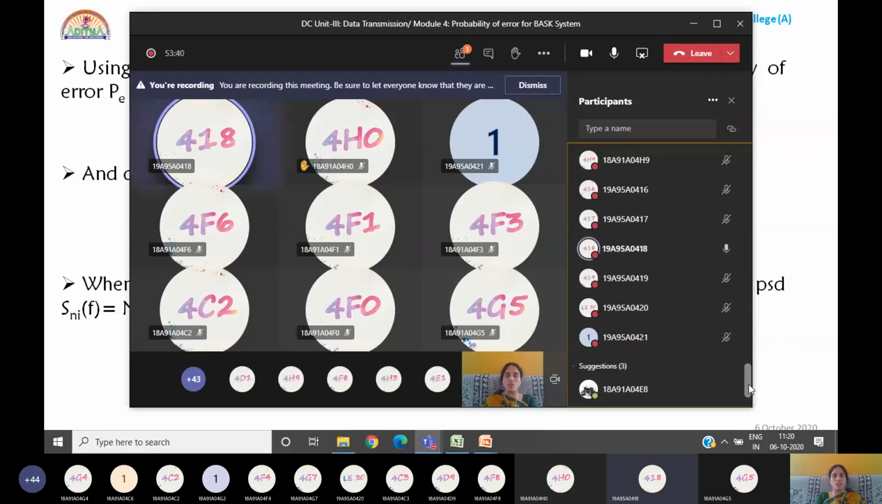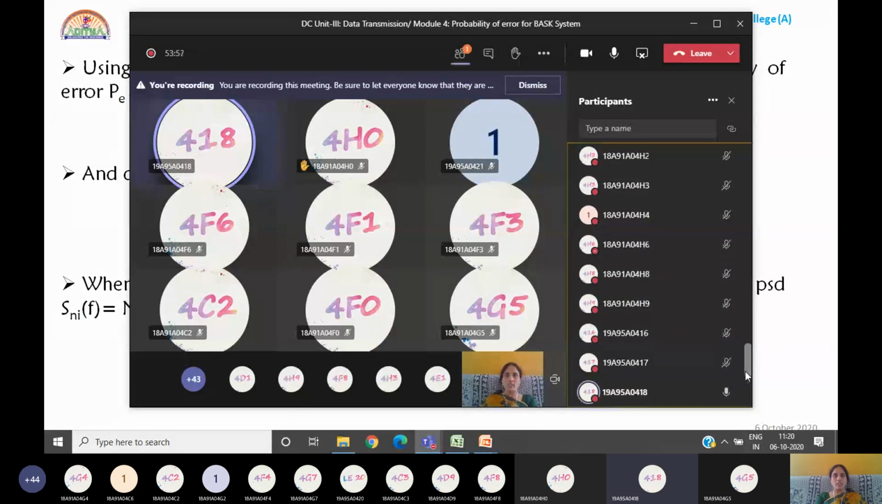Okay, very good. So how can you replace the amplitude of carrier in terms of power dissipated per symbol? Root 2Ps into cos omega ct. Okay, very good, thank you.